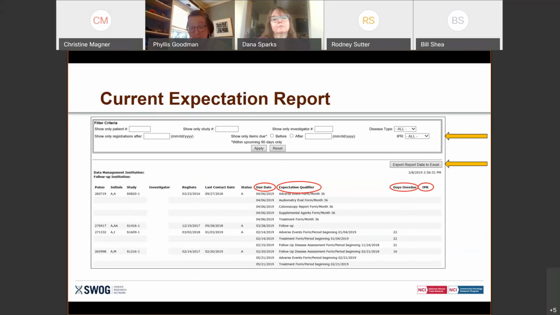And then on the right, we've got the due date, an explanation as to what the expectation we're looking for is, or the qualifier. And then the last columns, we show the number of days overdue. If something is upcoming due, because the report doesn't just show overdue but upcoming due, the days overdue will be blank. If it's overdue enough to count towards your IPR compliance statistics, the code will be right there underneath that IPR column. Next slide, please.